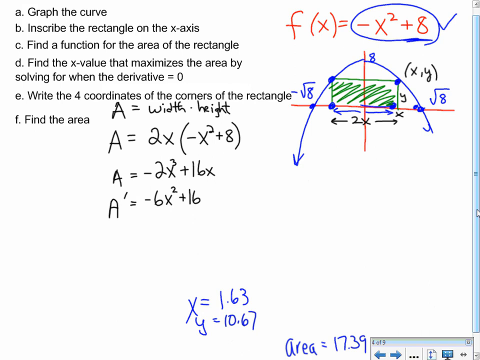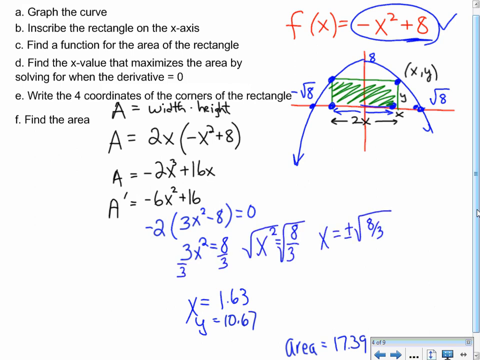I found the derivative and set it equal to 0. It turned out to be 3x squared equals 8, and so x is plus or minus the square root of 8/3, which is plus or minus 1.63 as a decimal. Now we're going to throw out the negative 1.63 because negatives don't make any sense in this problem. We're talking about distances.